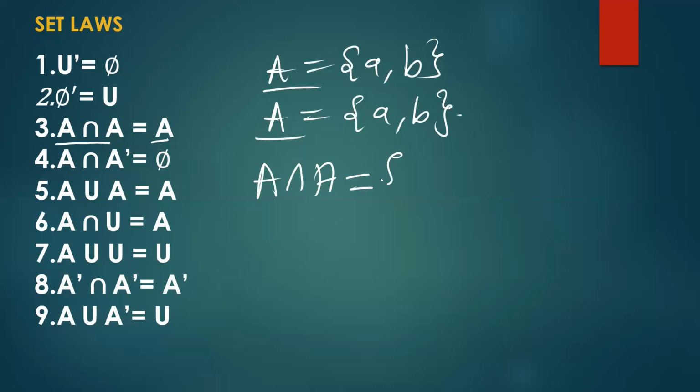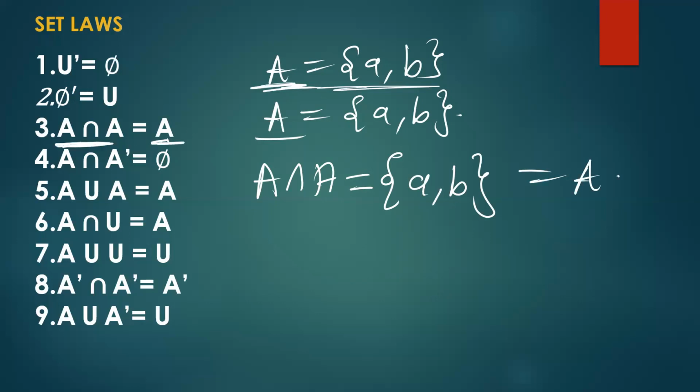So the common elements are what? A, comma B, and A, comma B is just equivalent to what? To the same A. So this is just the same as A. This is why we're saying A intersection A is A. A intersection A complement is an empty set.